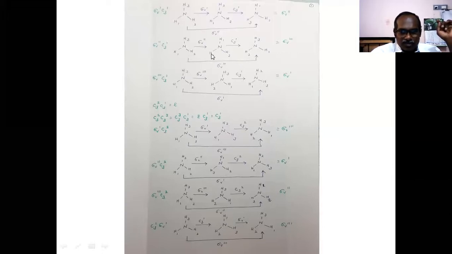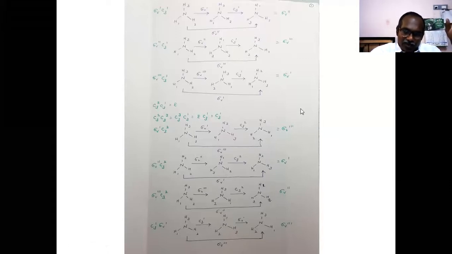When I operate the sigma V first, what happens? I assume a plane which passes through the NH1. Therefore, the 3 and 2 positions are interchanged. So this is the result of the first operation. And then I am rotating the molecule by 120 degrees by C3 axis once. What happened? The H1 will go there, H2 comes here, H3 goes here. So this is the result of the second operation.